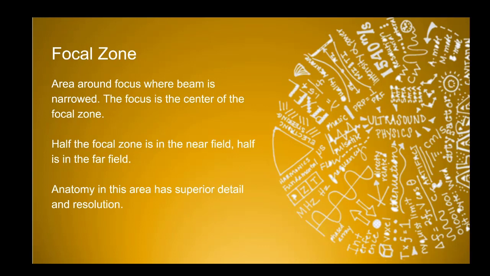And then the focal zone is an area that surrounds the focus. So we saw from our original picture, we had the focus in the center, and then there was kind of this equal area on either side of it. So half of the focal zone does sit in the near field, and then half of it sits in the far field.